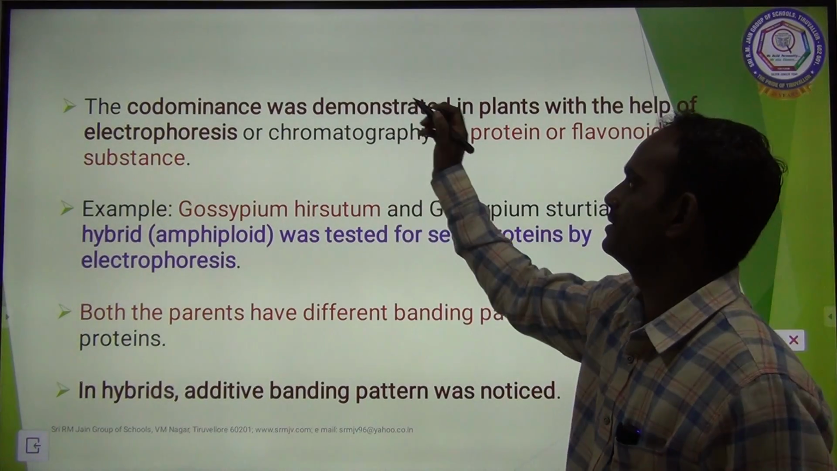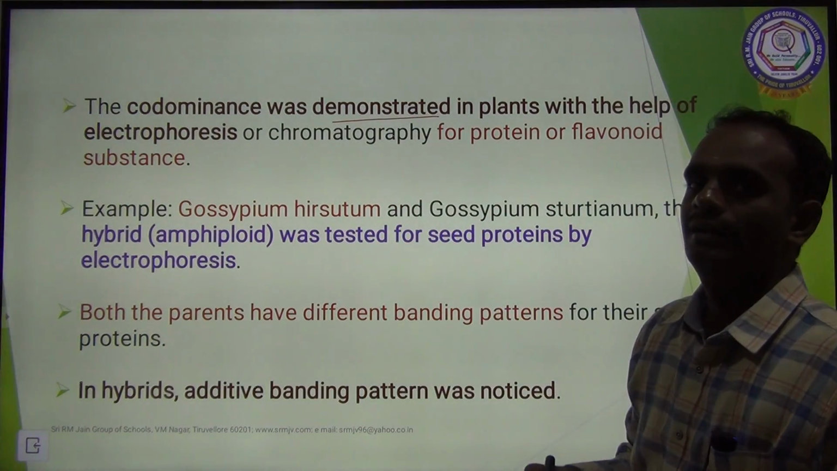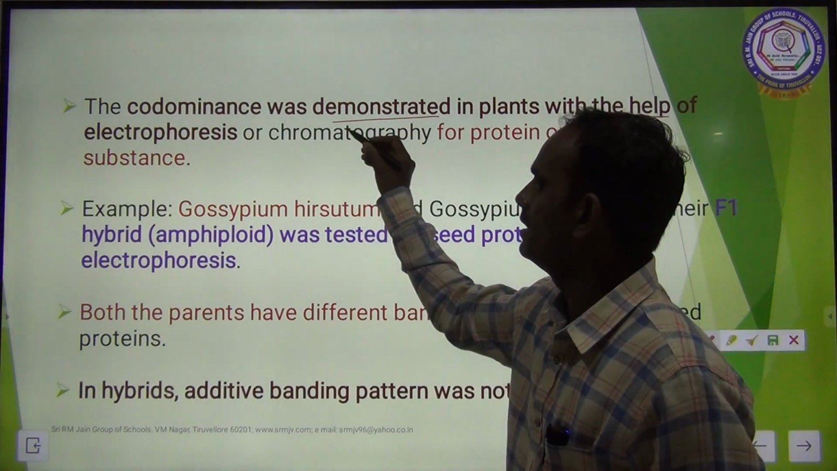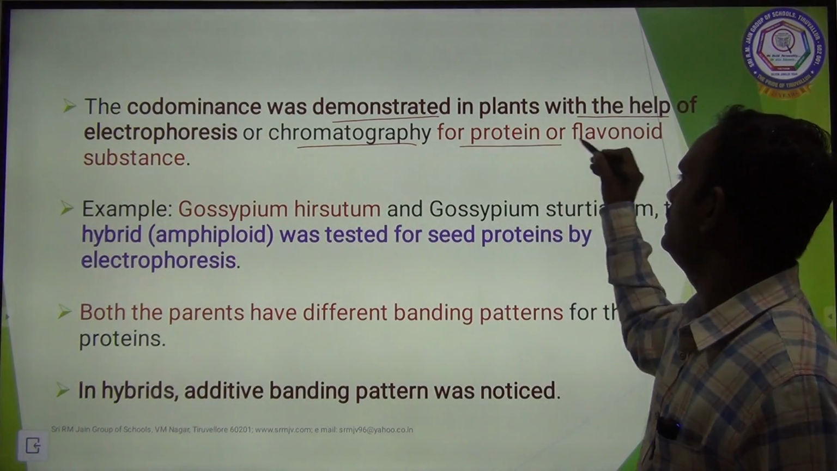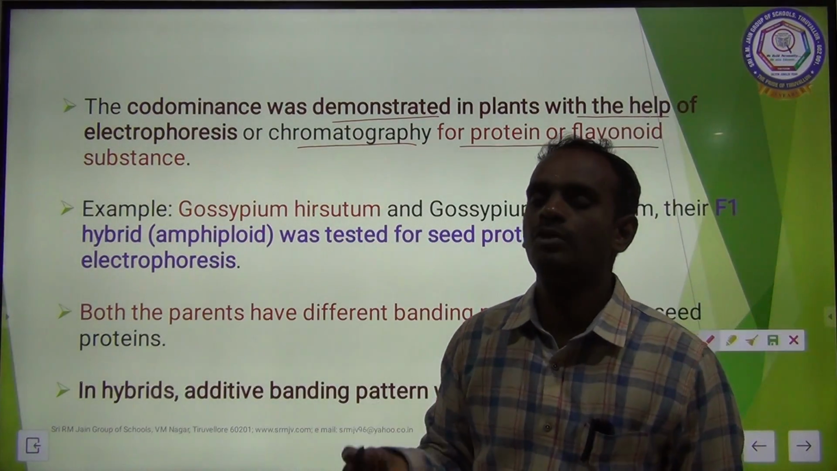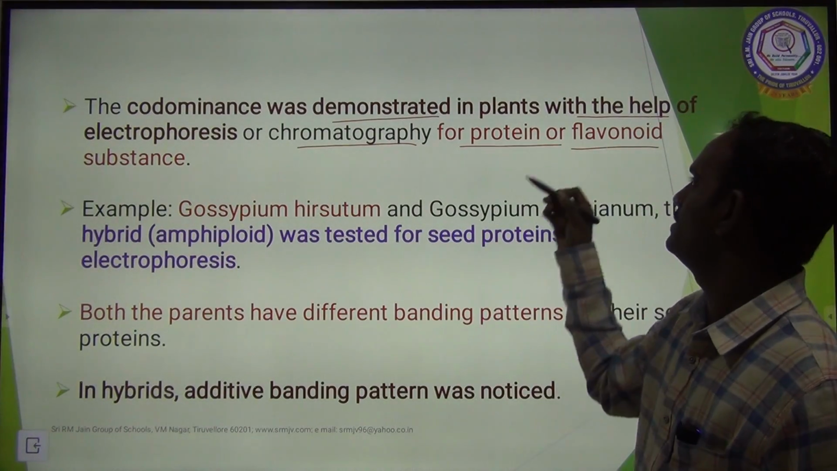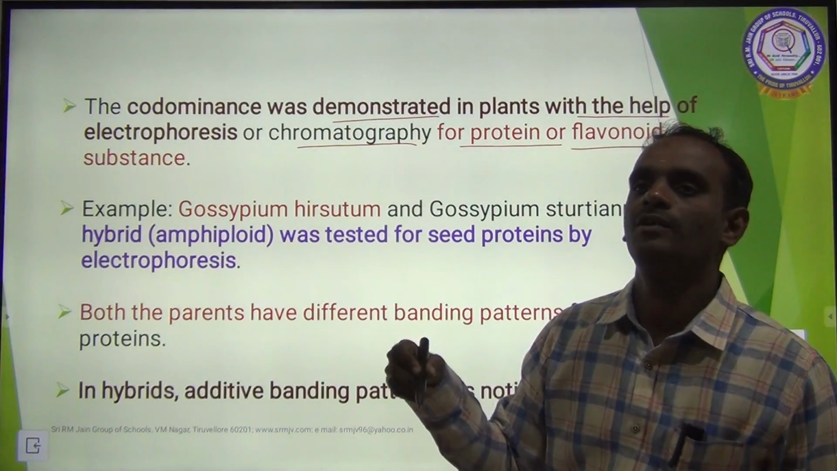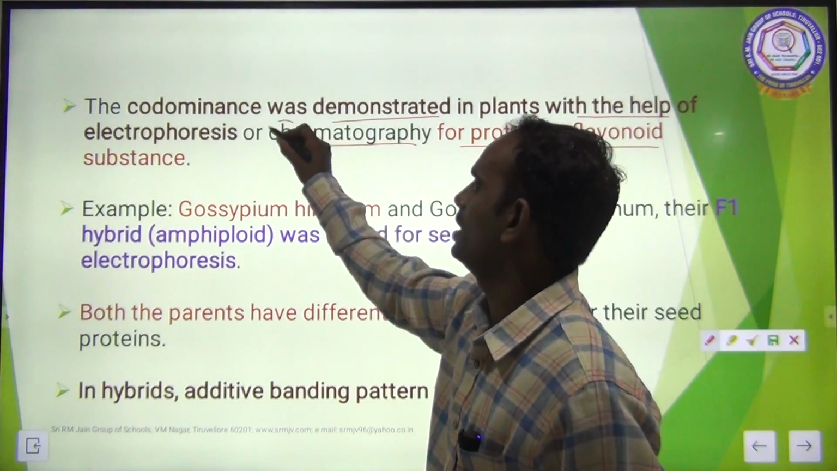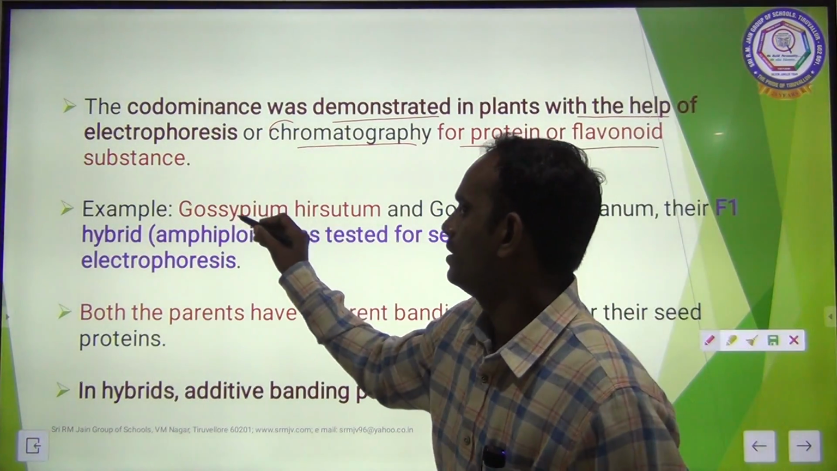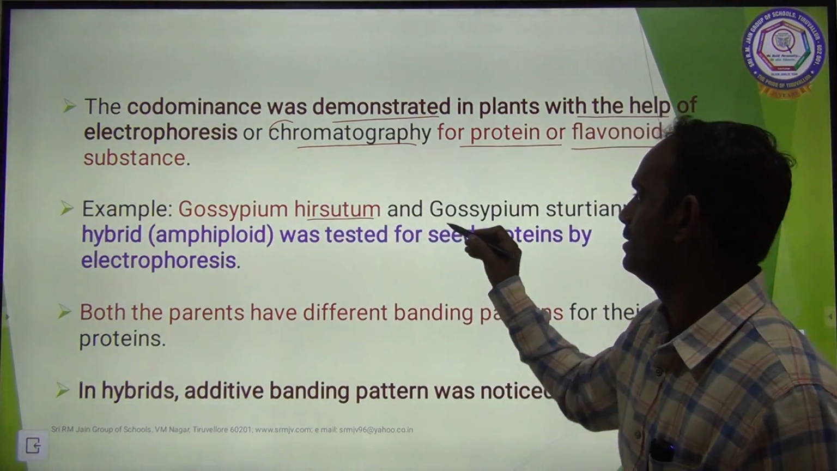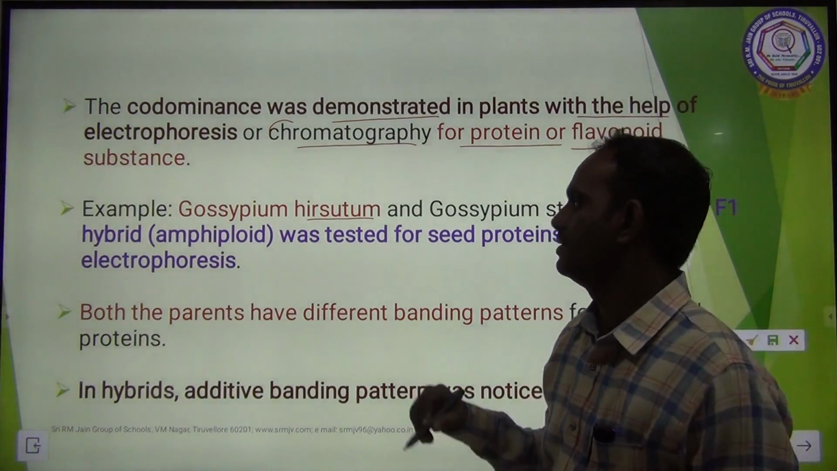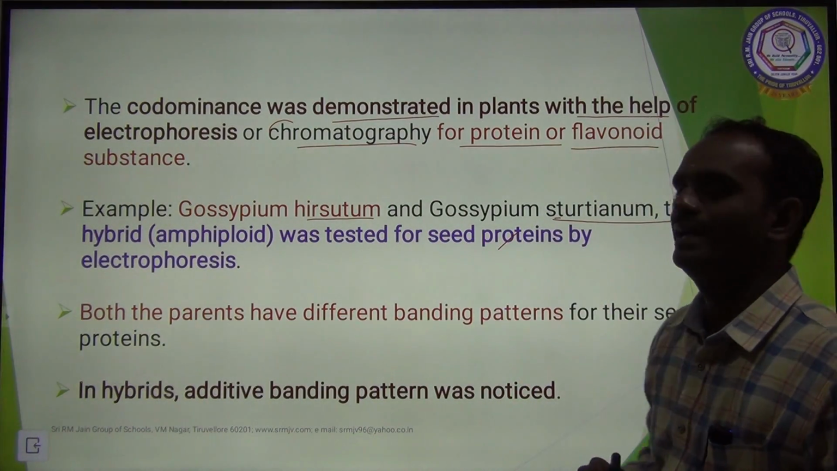The codominance was demonstrated in plants with the help of electrophoresis or chromatography technique for protein or flavonoid substances. Electrophoresis is nothing but supply of current. Then the chromatographic technique. Example: Gossypium hirsutum and Gossypium subtuatum. Their F1 hybrid was tested for seed proteins by electrophoresis.